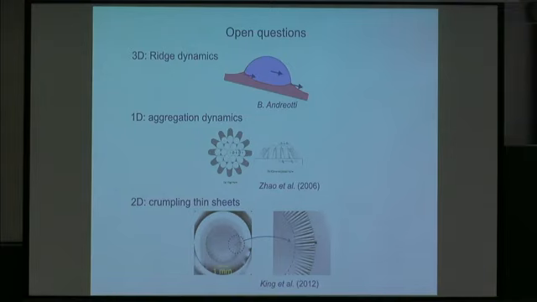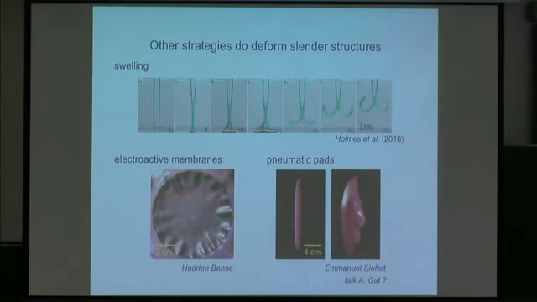And I just have the last slide. So, other strategies to deform slender structures. I guess Doc Holmes will tell us about swelling. So here is a mixing of capillary and swelling. Here in the lab, back in Paris, we have been playing with electroactive membranes. So there are also some analogies, in some sense, with surface tension. And maybe in connection with the talk by Amir Gat later in the week, we are also playing with pneumatic pads, and you can make a mask out of 2D. We are very interested in transforming 2D objects into 3D shapes, so we are making masks now. Okay, thank you very much.